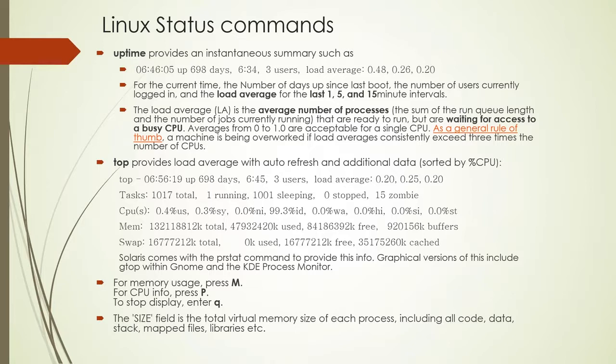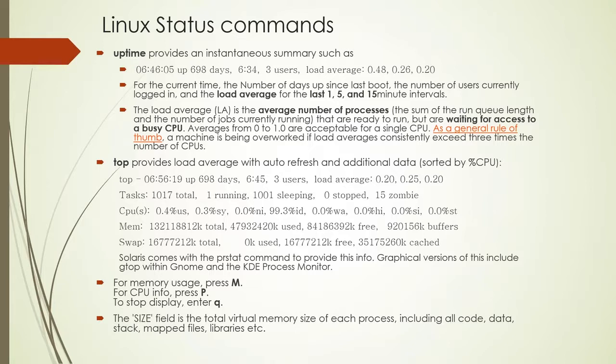The simple Linux commands can give you this kind of data, right? The top command, all of you know how the top command provides. It provides again the load average with auto refresh and additional data, right? So uptime will give only a single line output, but top will continuously refresh this data.